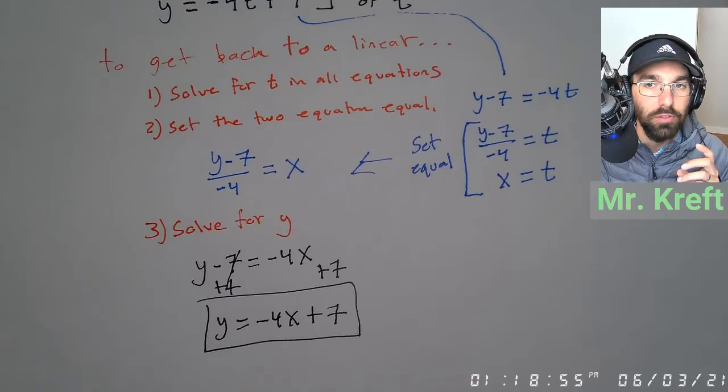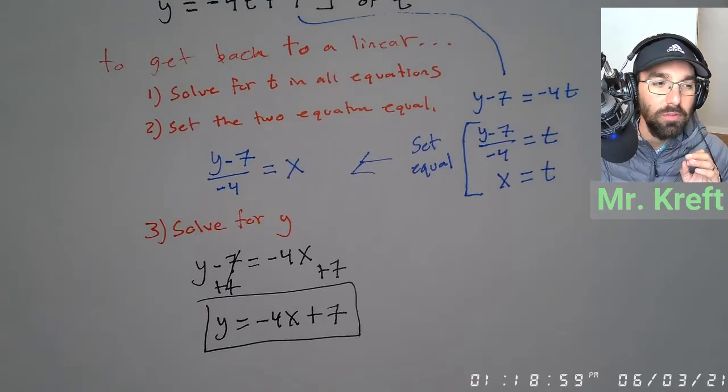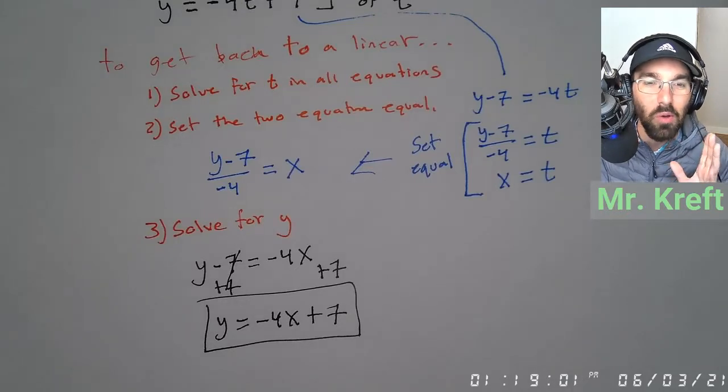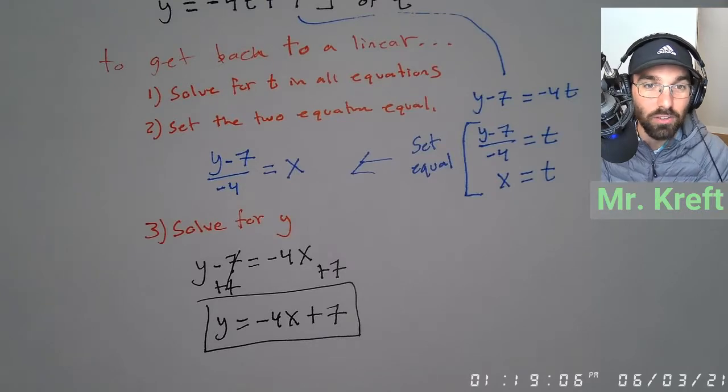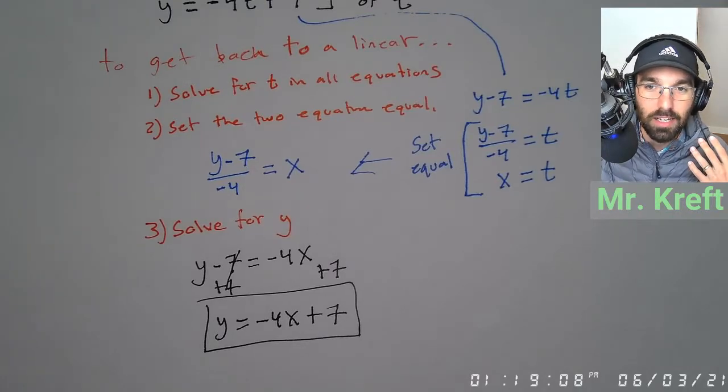Okay, so that's what parametric does. Rather than saying I have input, output, we're really focusing on where do things happen, when do things happen. When time is 6, what's my x coordinate and my y coordinate?